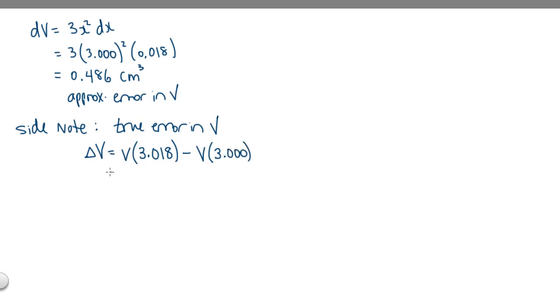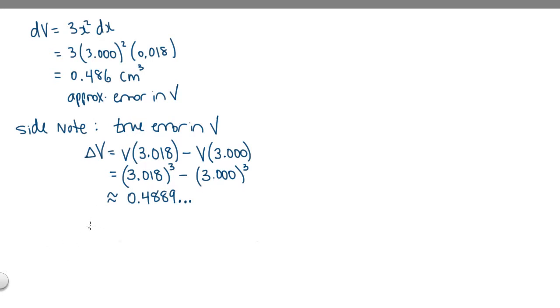So you could try this calculation on your calculator. You'd just be going, well, the true value of the volume of that cube would be 3.018 cubed minus our estimated, or I should say measured value. So the volume that comes from the measured x value would be 3.000 cubed. If we try this on our calculator, we're going to get a much messier number. Comes out to about 0.4889, and then we have many decimal places here.